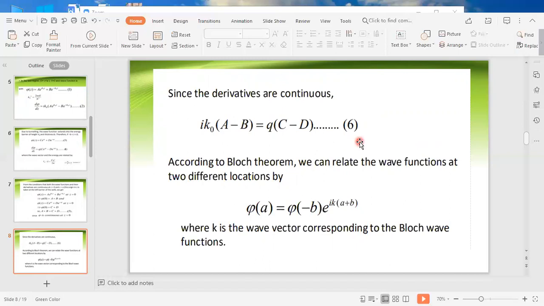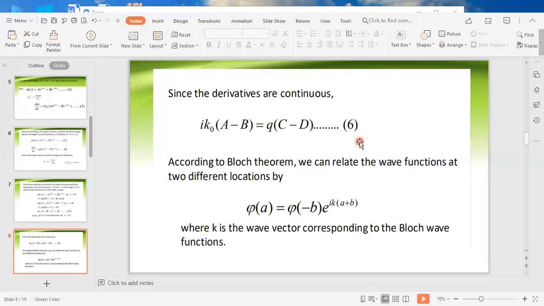Now we are applying a theorem which is called the Bloch theorem. The Bloch theorem can relate the wave functions at two different locations by psi of a is equal to psi of minus b e raised to i k (a plus b), where psi of a and psi of b are two different wave functions, and k is a wave vector which corresponds to the Bloch wave functions.